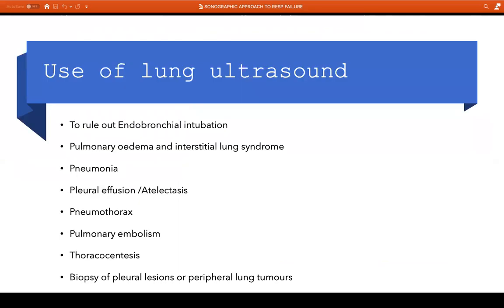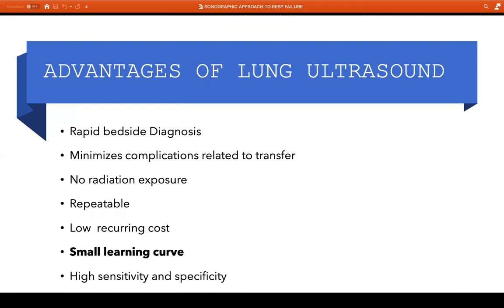So to summarize, if you look at the use of lung ultrasound, it can be used in clinical practice to rule out endobronchial intubation, to diagnose pulmonary edema, interstitial lung syndrome, pneumonia, pleural effusion, atelectasis, pneumothorax, pulmonary embolism, and can be used for thoracocentesis, and also occasionally for biopsy of pleural lesions and peripheral lung tumors.